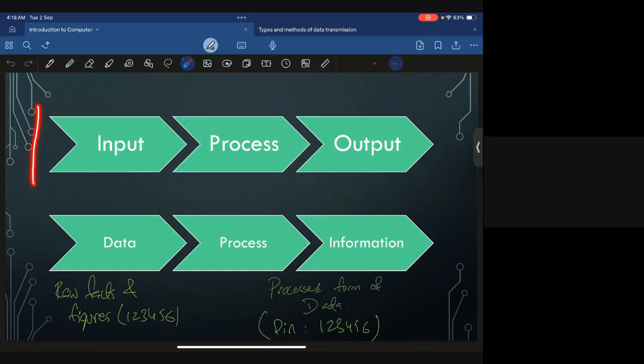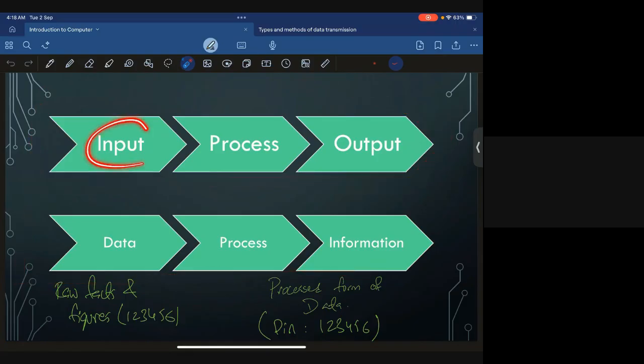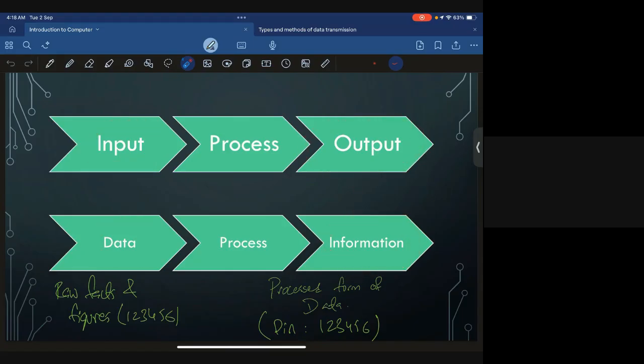The first diagram you're seeing over here is the basic working of a computer. The diagram you see below is the same thing. The only difference is input, as we just said, can be called data because it is collecting data from the user. And output is basically displaying information to the user. So the diagram you see at the bottom is the same, in different terminology.